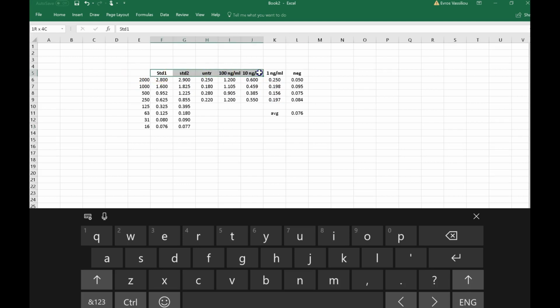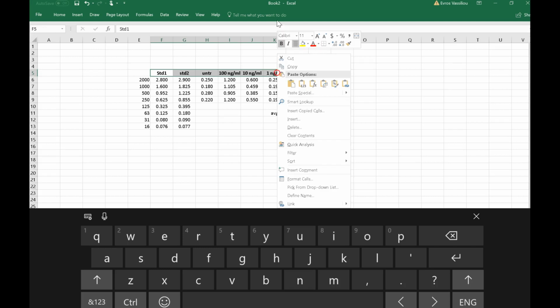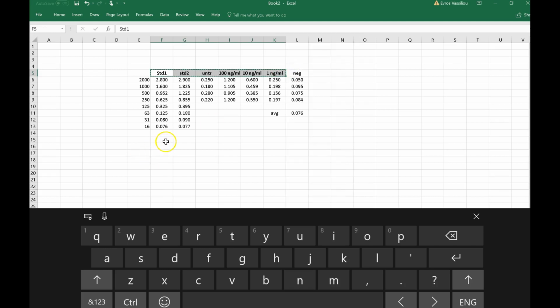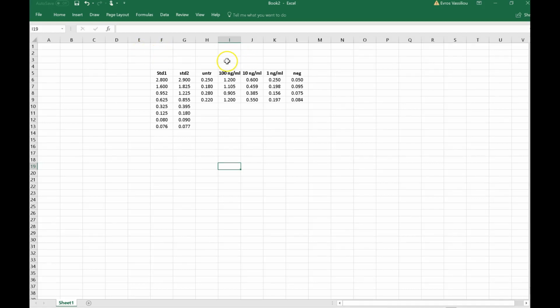So I would just highlight my labels. I'm not going to highlight the negative. I basically cut and paste, right? So again, I would use my equal sign. We say equal. I would reference my first data point for my standard. You see when I click on it, it says F6. That's the address of the cell. And I would minus 0.076. Okay? And just press enter. So now it became 2.724.